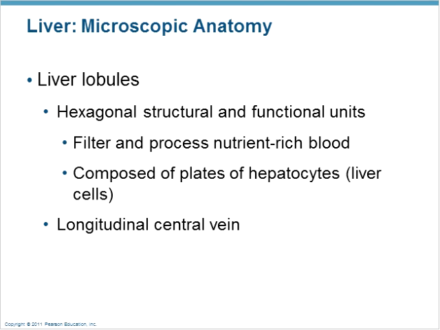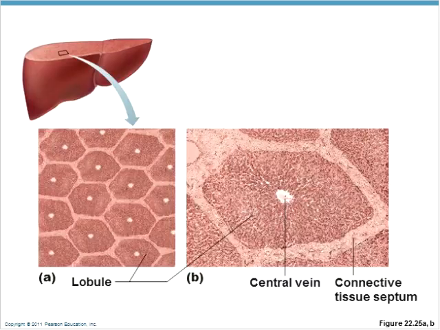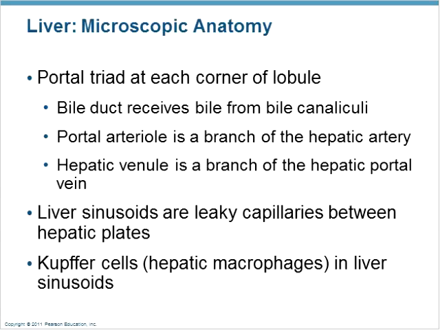The liver lobules are hexagonal structures and functional units. They filter and process the nutrient-rich blood. They're composed of plates of hepatocytes, which are liver cells, and they have a longitudinal central vein. This looks at the lobule. You get a feel for that central vein located there.